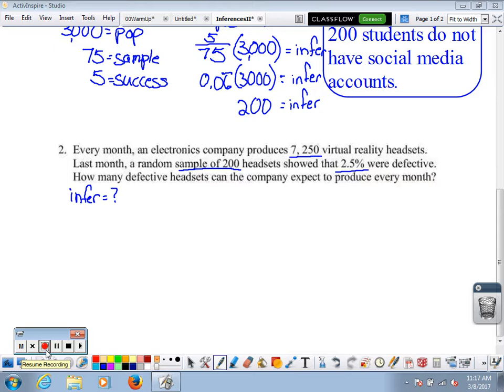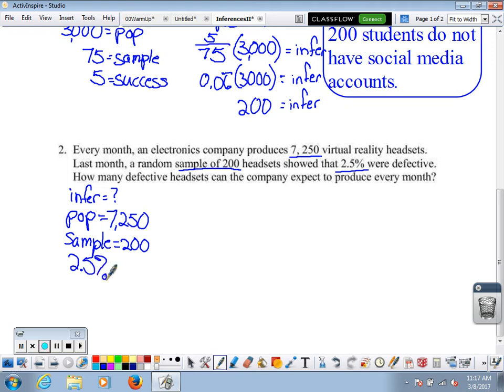So we want to make an inference about the entire population. That's what we're trying to find. So we need the population size, and we see that the population size is 7,250 total virtual reality headsets. Then we have the sample size of 200 headsets. And then we have this 2.5%.